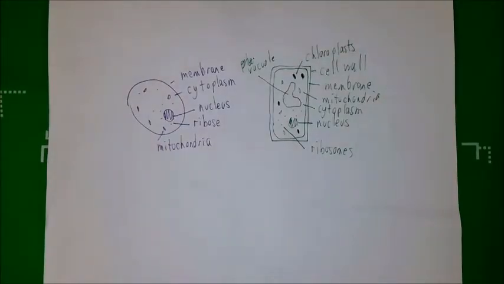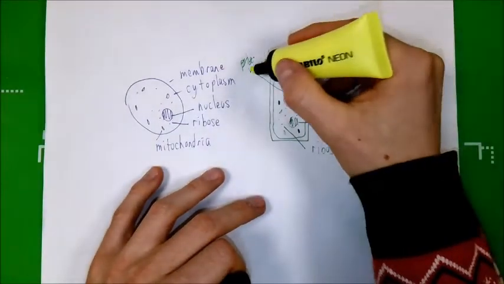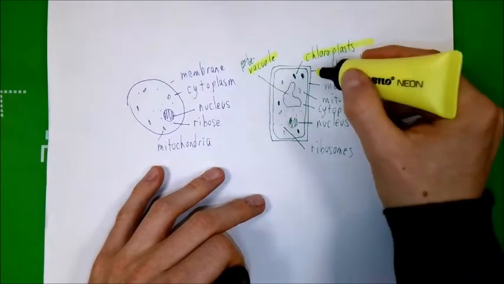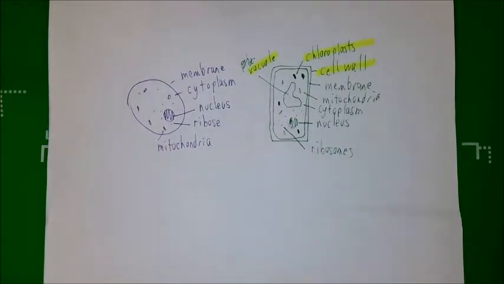So to highlight the key differences between these two, the things that the plant has that the animal doesn't is the vacuole, the chloroplasts, and the cellulose cell wall. Other than that, all the structures are the same because they're both examples of eukaryotic cells.